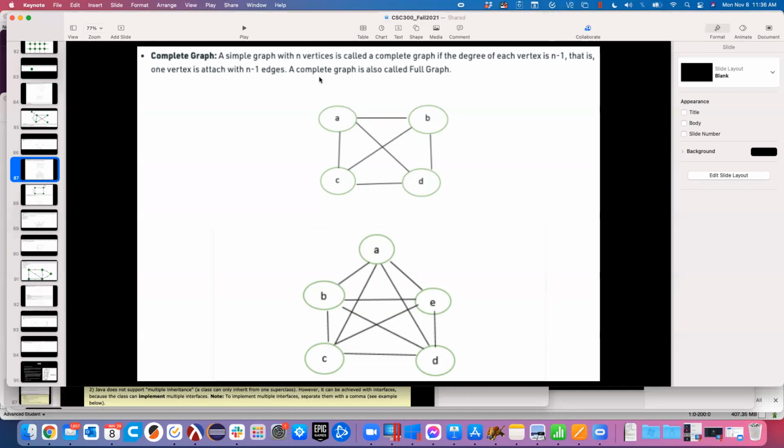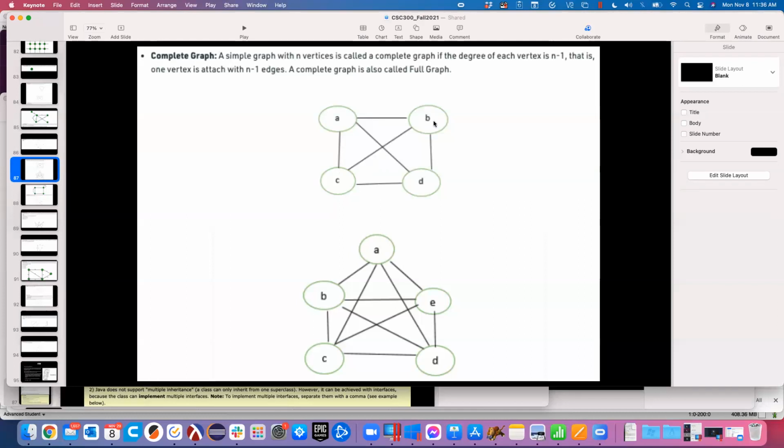It is considered a complete graph if the degree of each vertex is n minus 1. That is, one vertex is attached to exactly n minus 1 edges. If n in this case is 4, n minus 1 would be 3. A is attached to C, to D, to B.